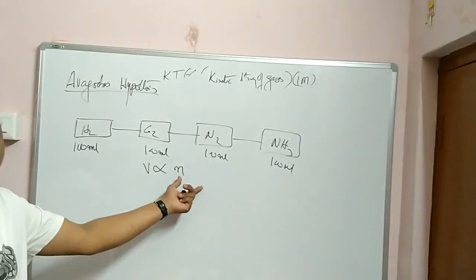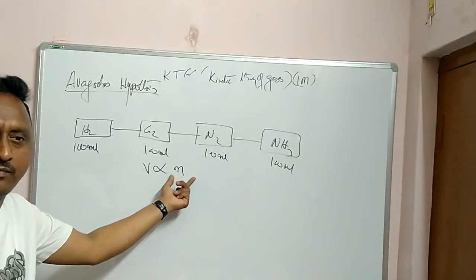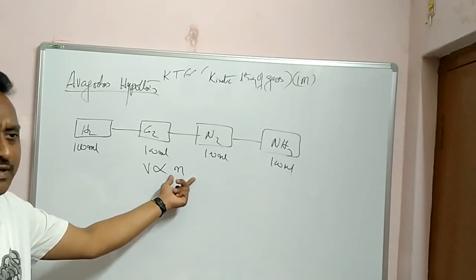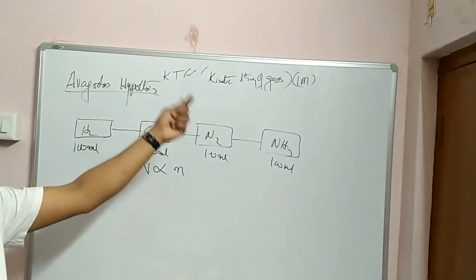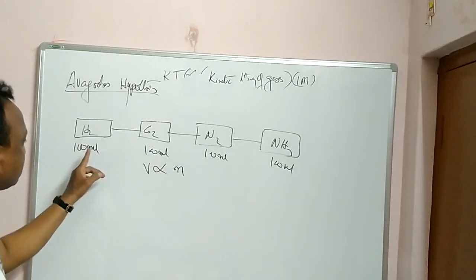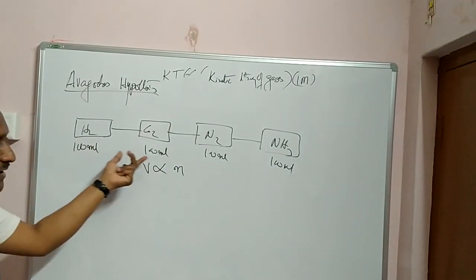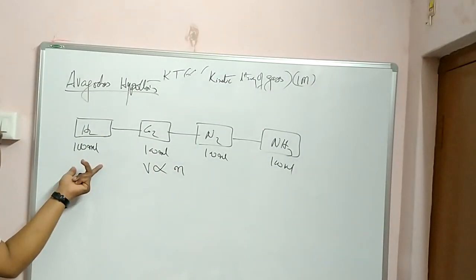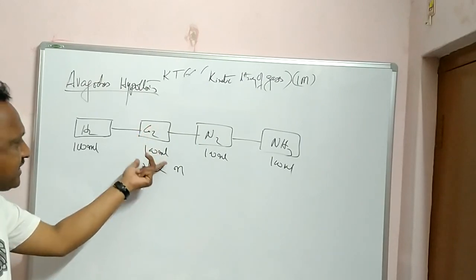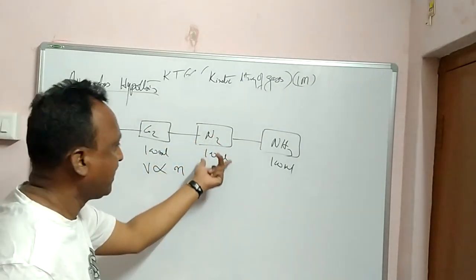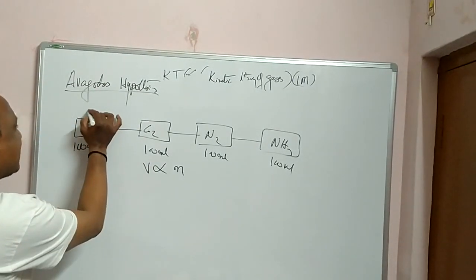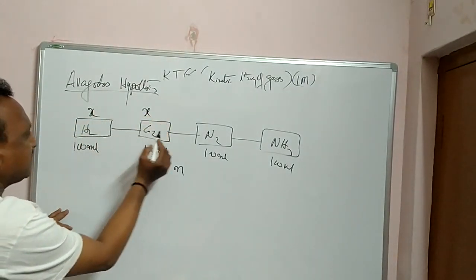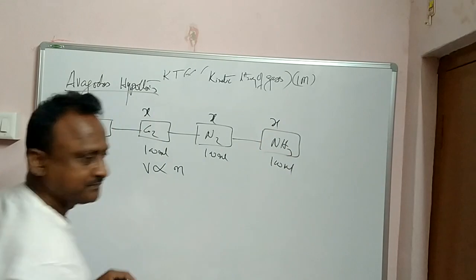That is, V is proportional to N. Here N is the number of moles or molecules. A mole is the mass of substance that contains the Avogadro number, 6.023 into 10 power 23 atoms, ions or molecules. Here I am taking equal volumes: hydrogen gas, carbon dioxide, N2 gas 100 ml, NH3 gas 100 ml. So they will have the same number of molecules, same moles, X, X, X.